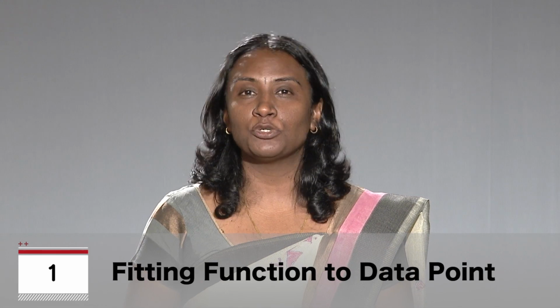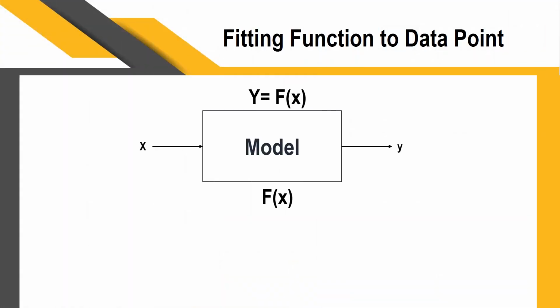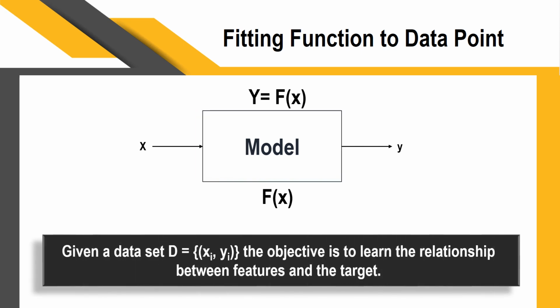Fitting function to data points. Initially, from the smart grid, we have collected a huge amount of data that is coming at the X end, and at the Y output we need some applications like visualization or classification or prediction. For this we need to build a model. Given a data set D, the objective is to learn the relationship between the feature and the target.